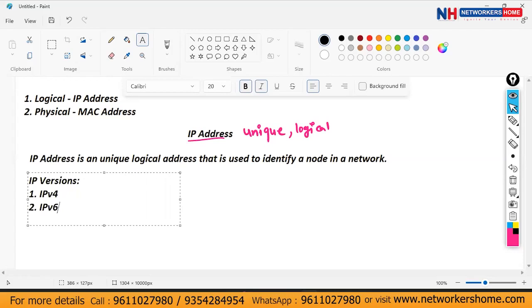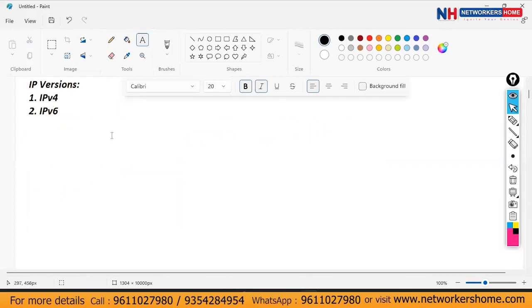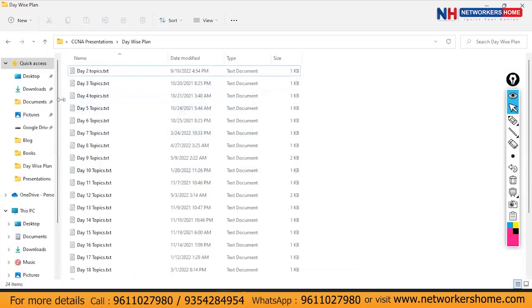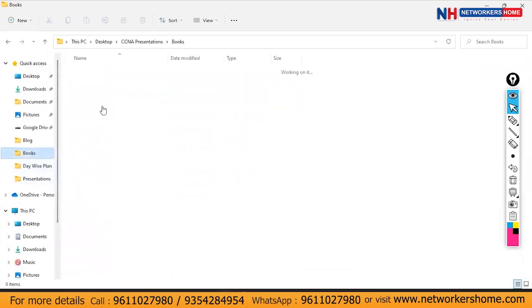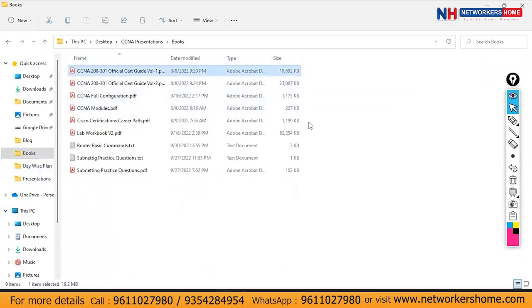And they started working on IPv6 already in 1990, and they designed this new protocol. So I'll show you some differences. And before the differences, I'll show you something from the book, on why we have IPv6.